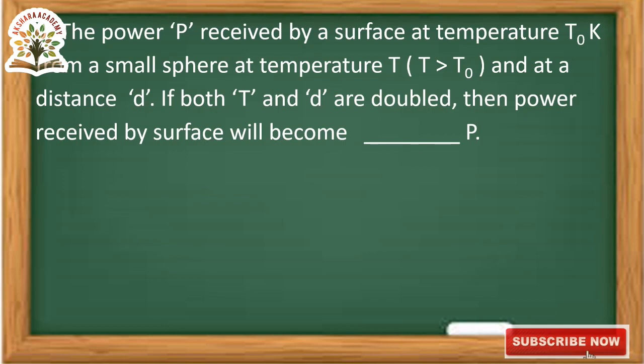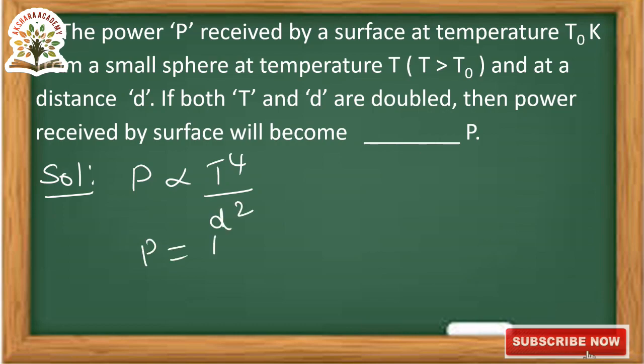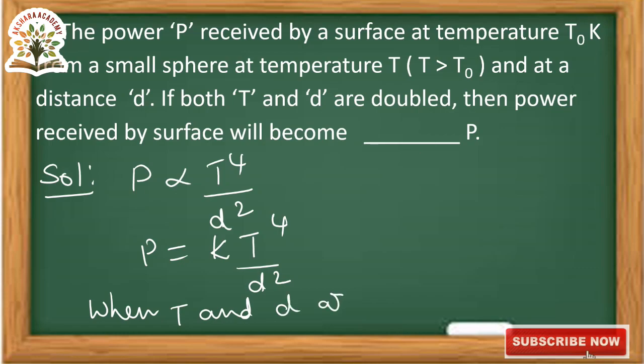Now we will write the formula. Power received by the surface P is directly proportional to T to the power of 4 and inversely proportional to D square. This is the formula. So P is equal to K into T power 4 by D square. In this question they have given that T and D are doubled.